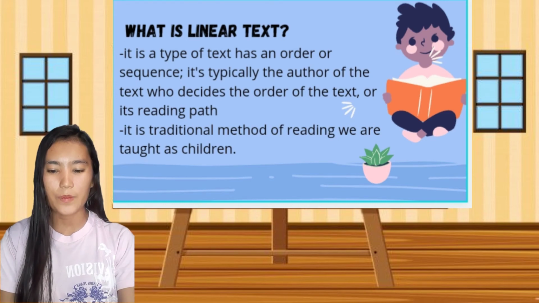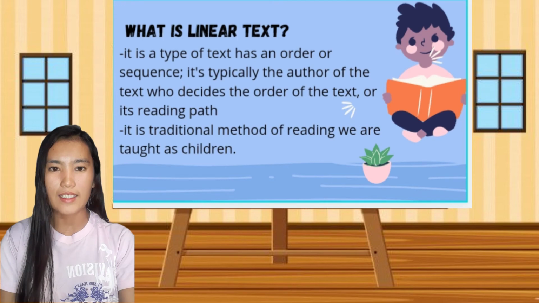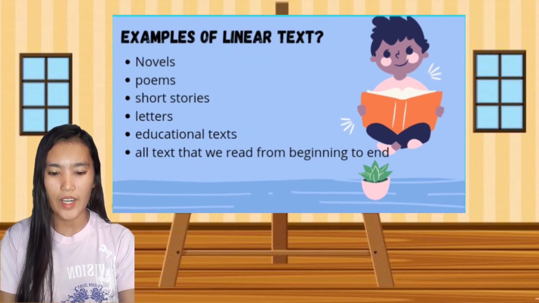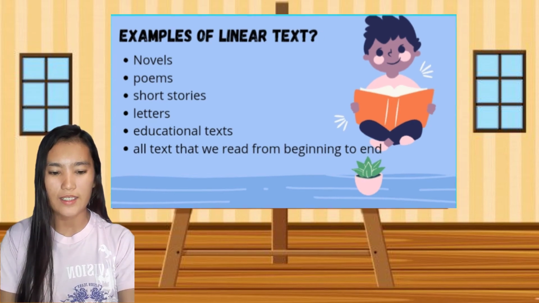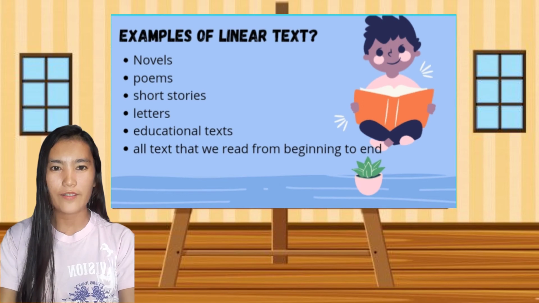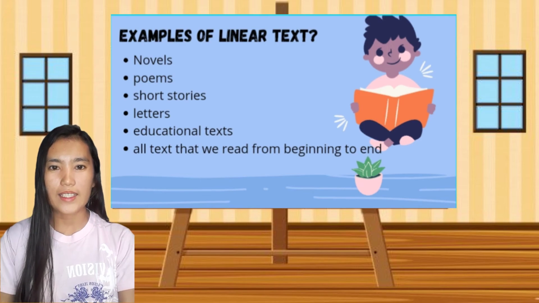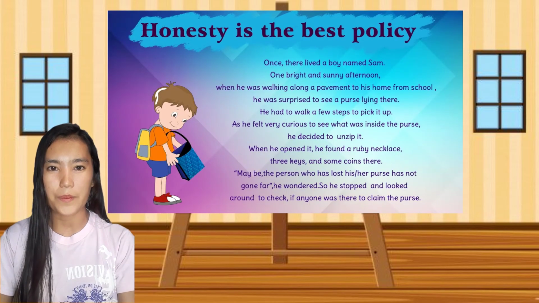Generally, texts printed on paper are considered linear text. Examples of linear texts are novels, poems, short stories, letters, fictional texts, and all those texts we read from the beginning to the end. So I have here an example of linear text, which is a short story entitled "Honesty is the Best Policy."